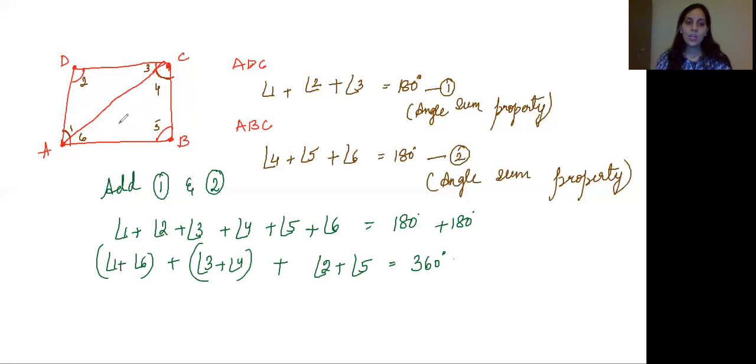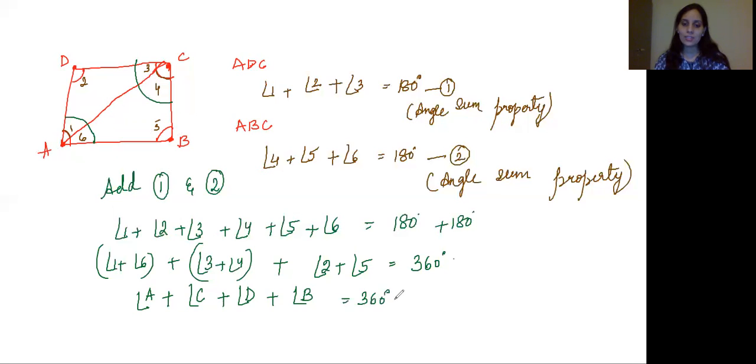Correct? So now angle 1 plus 6 is nothing but the complete angle A. Correct? So I will just write angle A. Similarly, 3 plus 4 can be written as angle C. When I add 3 and 4, I get the whole angle C. Correct? Angle C. Angle 2 can be written as D, and angle 5 we have given the name B. Right? Equals 360 degrees. So let me just write it in order.